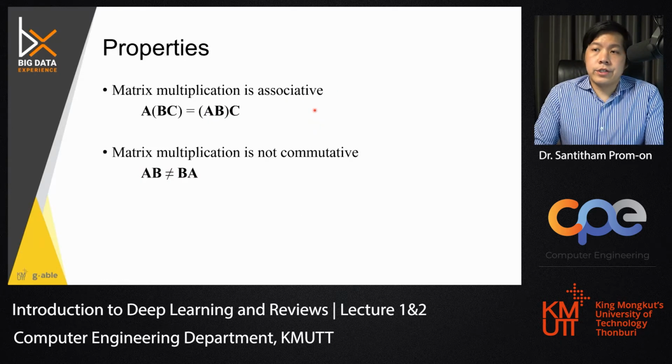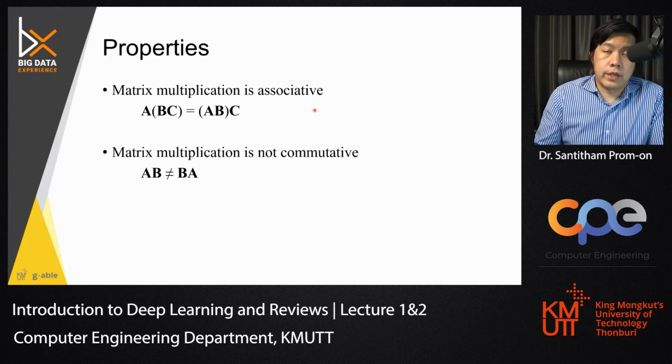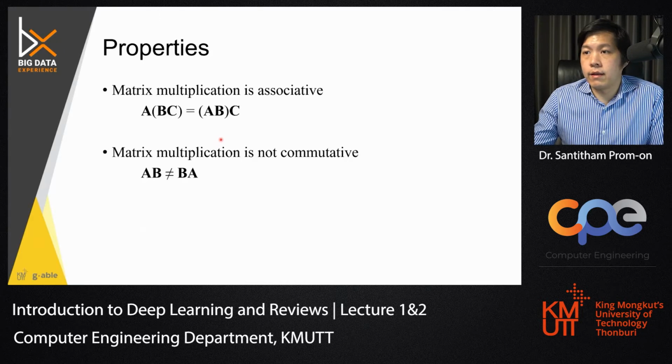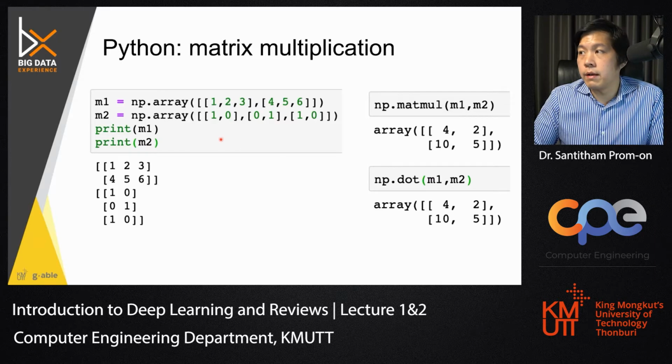Matrix multiplication has certain properties: it is associative but not commutative. You cannot switch sides, but you can group them, multiplying in order according to what you want. In Python, you can use np.dot or np.matmul to perform matrix multiplication. And they are both fine.